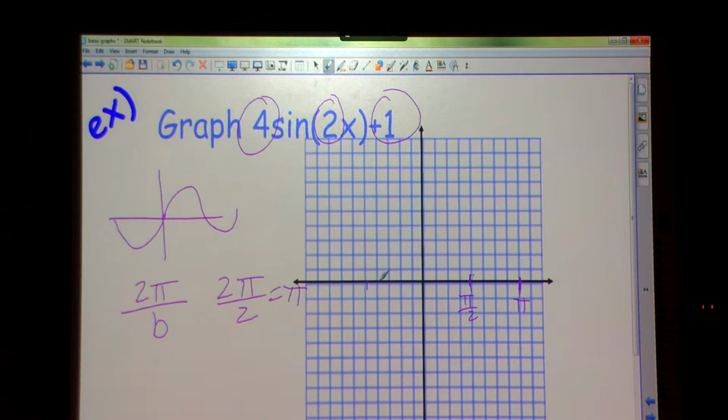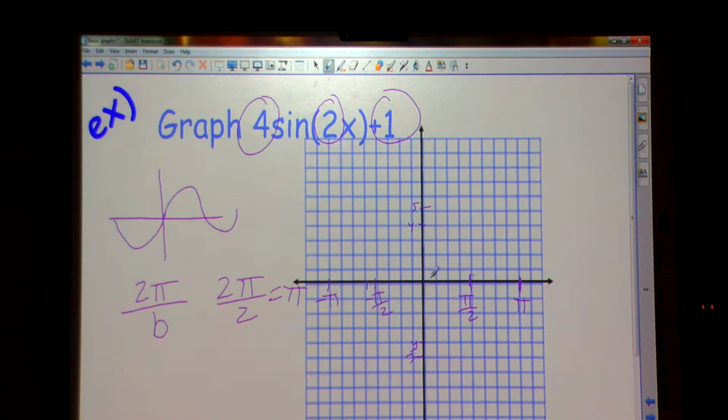Oops, is that 4? No. Negative pi over 2. Negative pi. And I know I have to stretch up to 4. Actually, I'll end up going up to 5. So my sine wave, initially, real skinny here because it only goes up to 1. Remember, goes through 0, draws a pi.